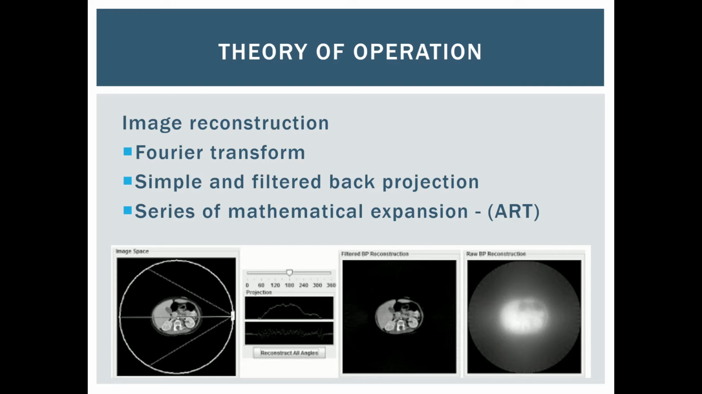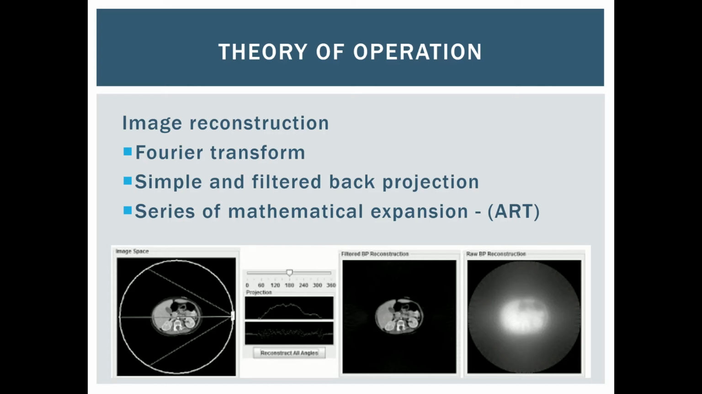Inside the computer itself, it goes through the image reconstruction process, where different methods are used, such as the Fourier transform, simple and filtered back projection, and a series of mathematical expansions, such as the algebraic reconstruction techniques, in order to construct the 2D image of the slices.